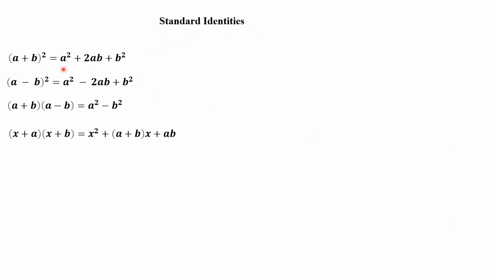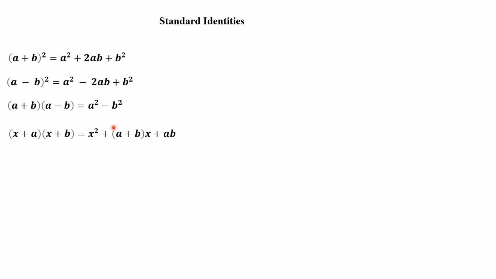So these are the standard identities. (a plus b) whole square equal to a square plus 2ab plus b square. Then (a minus b) whole square equal to a square minus 2ab plus b square. (a plus b) into (a minus b) equal to a square minus b square. And (x plus a) into (x plus b) equal to x square plus the sum of a and b times x plus ab.